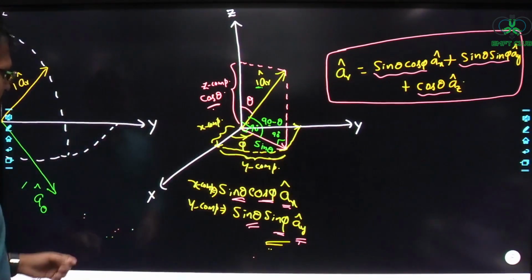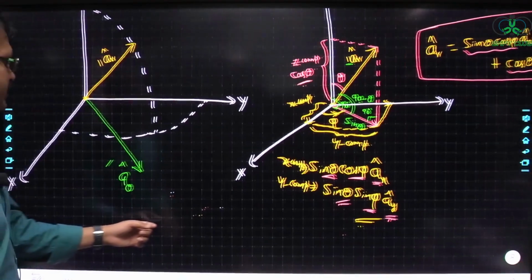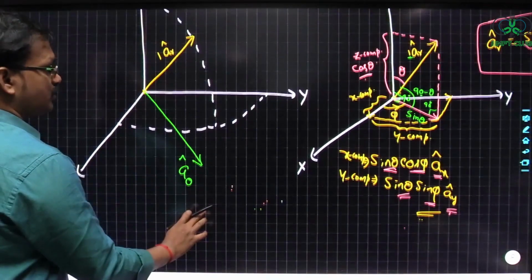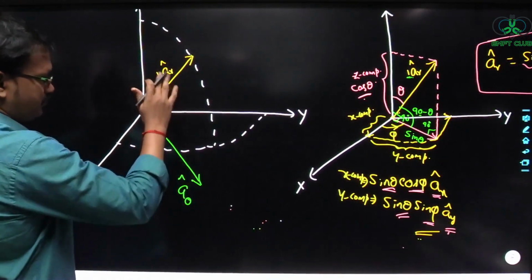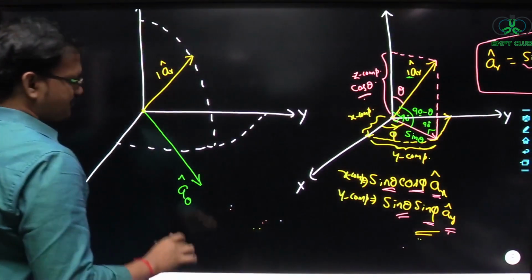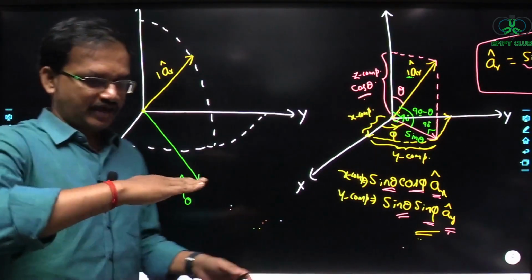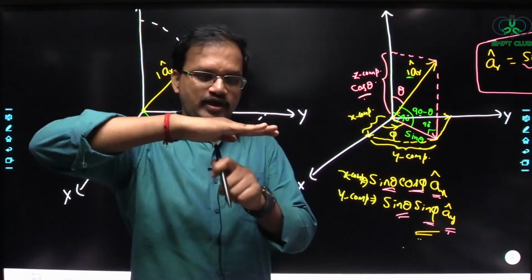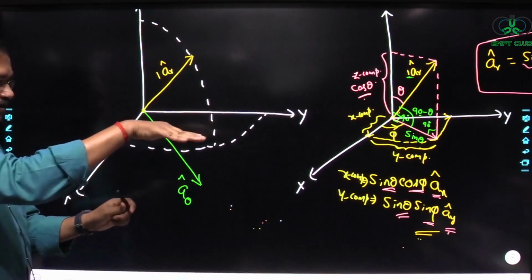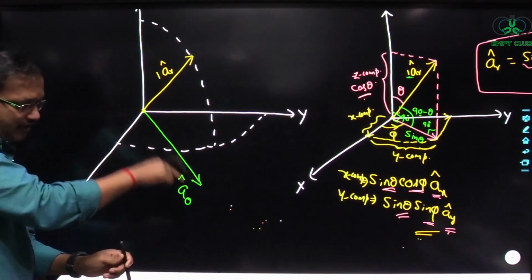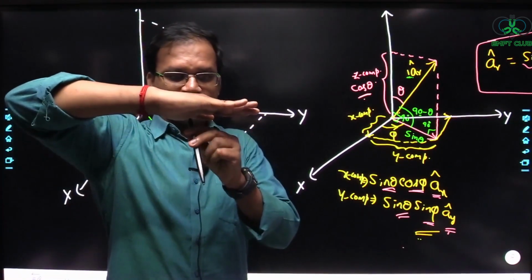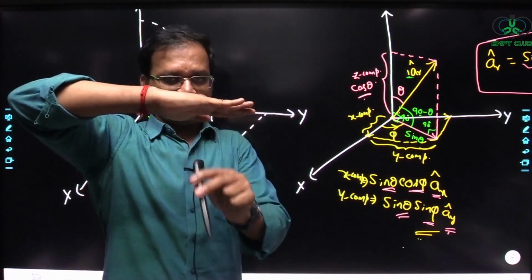In the same manner, we can determine it for a theta cap also. In this diagram, see this a theta cap. This is the xy plane, and a theta cap is pointing like this. It is not in the xy plane. This is the xy plane, and a theta cap is lying like this. Understood?